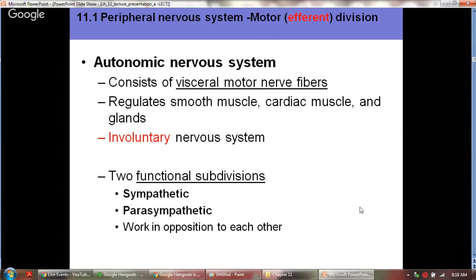The autonomic nervous system consists of visceral motor nerve fibers. They regulate smooth muscles, cardiac muscles, and glands. It's out of our conscious control, so we call it the involuntary nervous system. The two functional divisions are the sympathetic and the parasympathetic. They work in opposite ways.